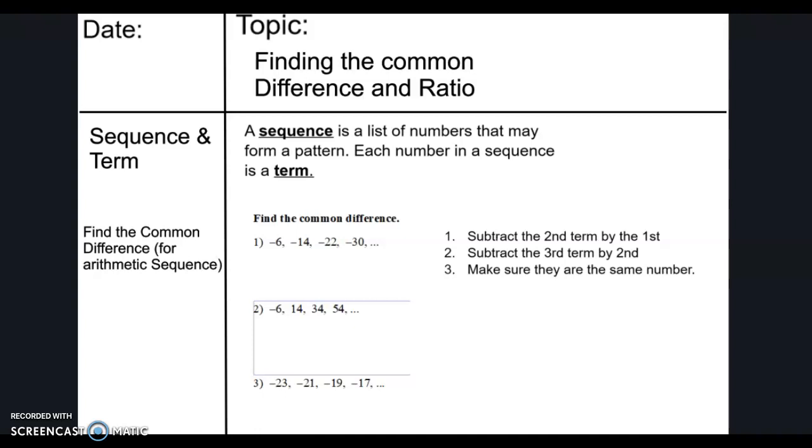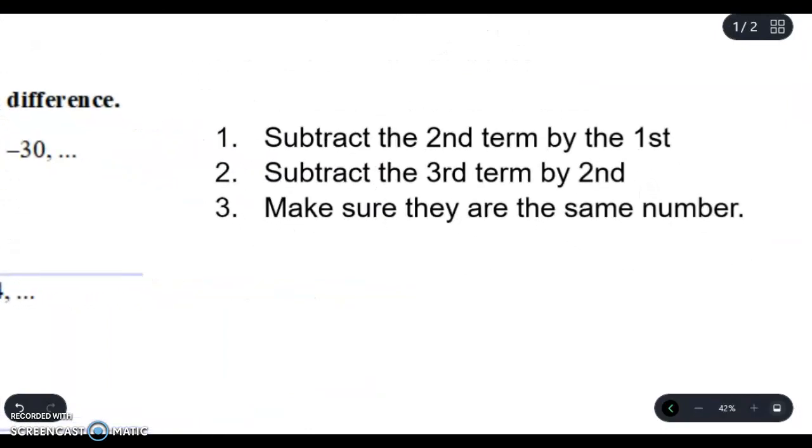Okay, so the first thing we're going to do is find the common difference for an arithmetic sequence. Common difference goes with arithmetic sequence, and I'm going to go over in detail what that is in a later video, but just understand common difference, arithmetic sequence. Here are a few problems, and over to the right we've got the steps to find that common difference.